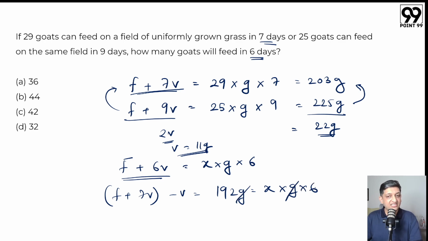So g will get cancelled out. 6 and 192 should get cancelled out. 6 3s are 18 and we are left with a 12, so 2. So the value of x will be equal to 32 here, and that's why 32 goats will be able to feed in 6 days, because there are fewer days and there are more goats that will be able to consume the amount of grass that you will have in 6 days. So 32 is the answer to this question.